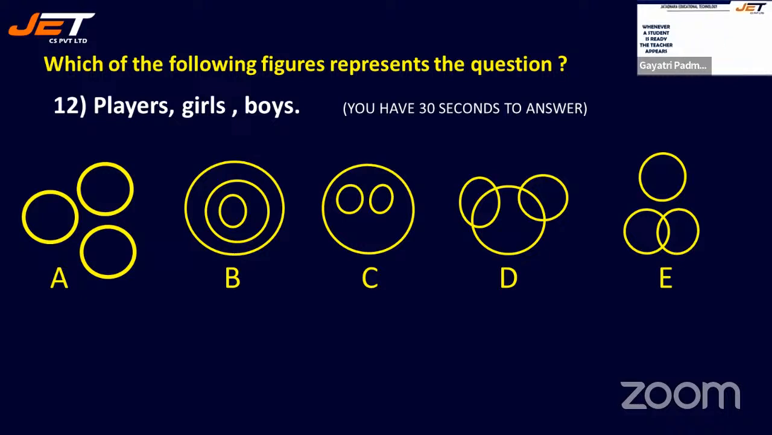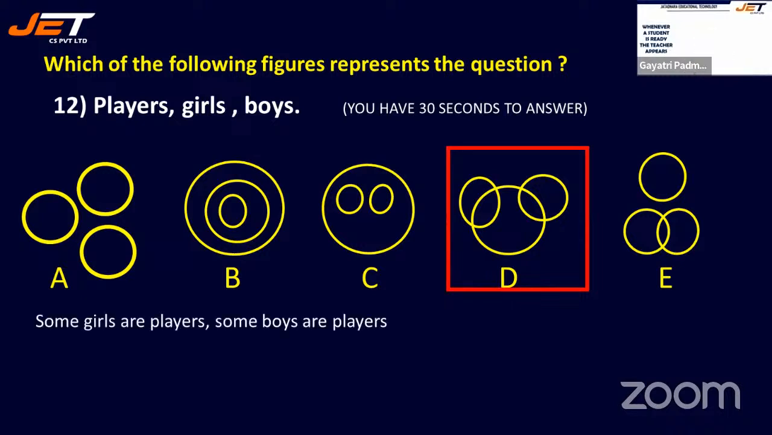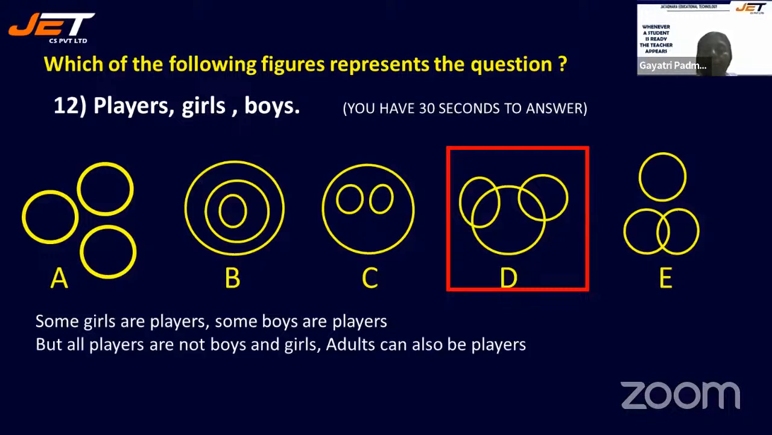And even in your exams, taking more than 30 seconds for one question is not advisable. All right, now let's disclose the answer. It is option D because some girls are players, some boys are also players. But all players are not boys and girls. Adults can also be players. Right? So you're drawing players as a big circle. So among the players, they can be girls or they can be boys. Is it clear? So among the players, there can also be boys and there can also be girls.